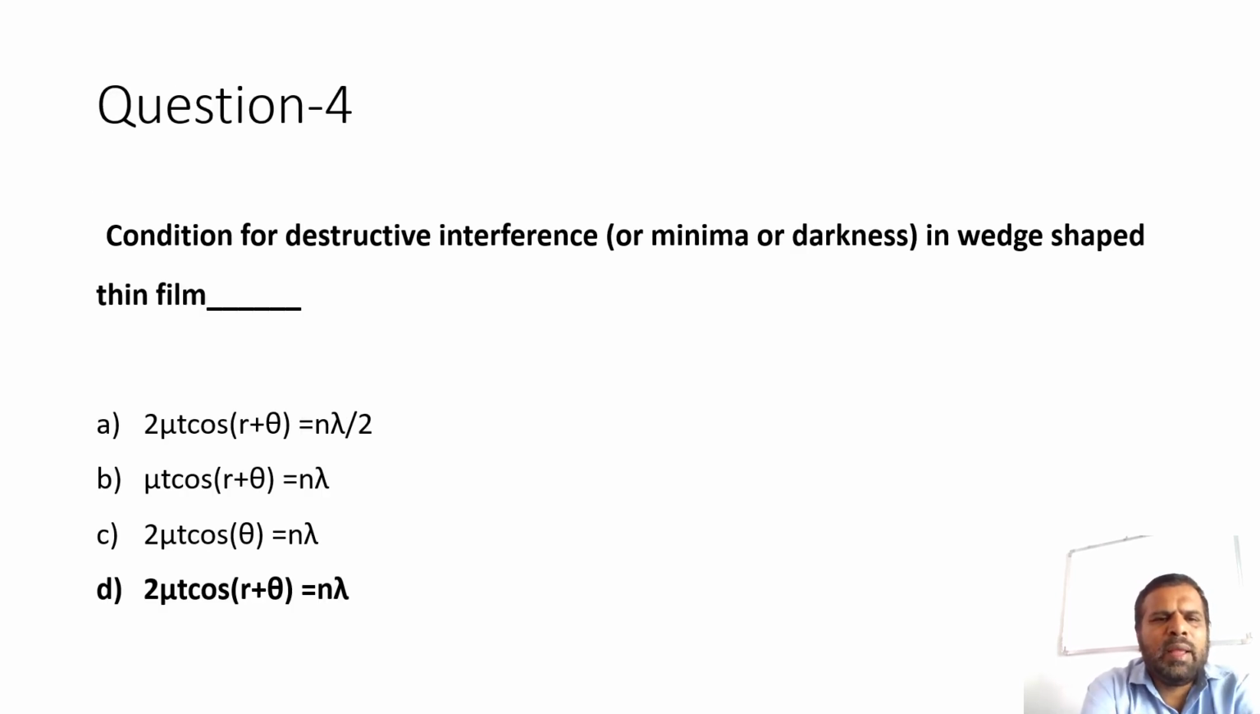Question number 4. Condition for destructive interference in wedge-shaped film. Option A, 2 mu t cos of (r plus theta) is equal to n lambda divided by 2. Option B, mu t cos of (r plus theta) is equal to n lambda. Option C, 2 mu t cos theta is equal to n lambda. Option D, 2 mu t cos of (r plus theta) is equal to n lambda. The correct option is option D, 2 mu t cos of (r plus theta) is equal to n lambda.